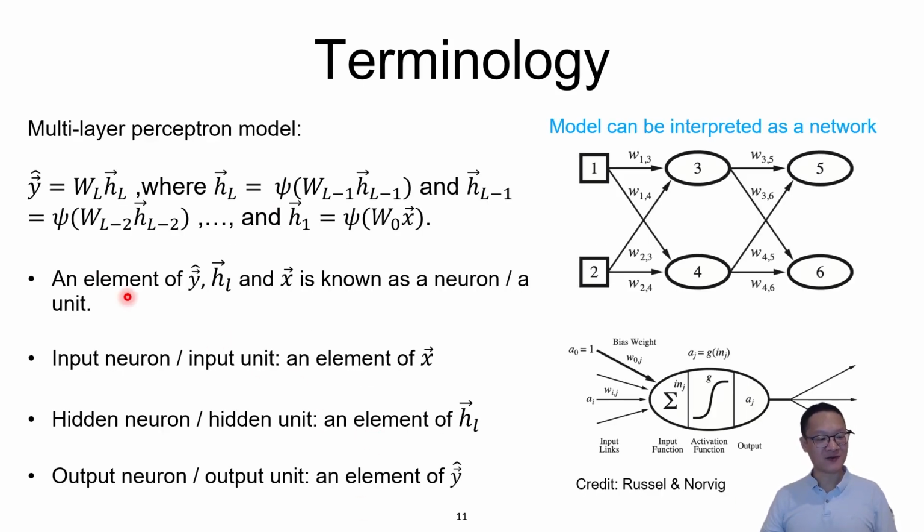Okay, so now drilling down further. We talked about what all these vectors are called. The elements of these vectors are known as neurons or units. And then we can talk about input unit or input neuron for x, hidden for h, and output for y. And this whole structure can be interpreted as a network. We start with the input, and then after the input goes through some weights, we get the next layer h. This layer gets manipulated according to the next layer of weights, and then we get our next hidden layer.